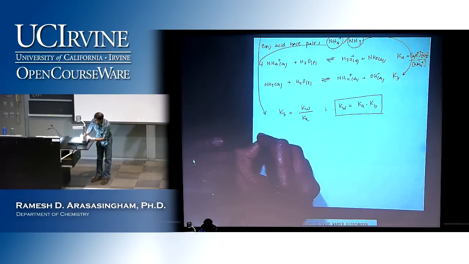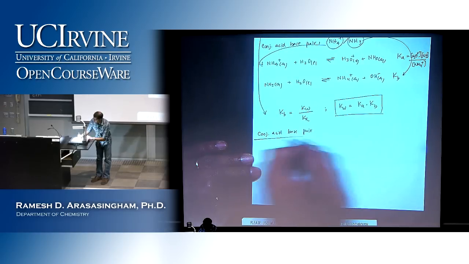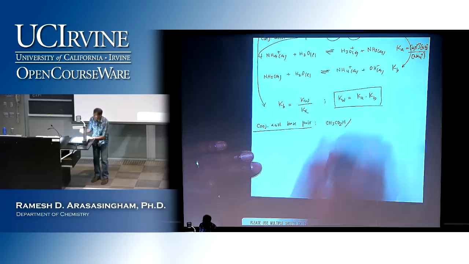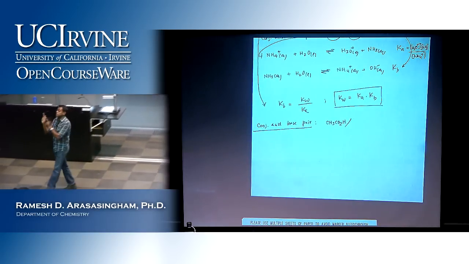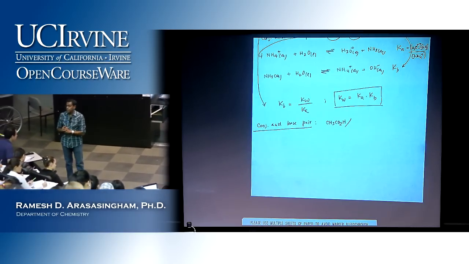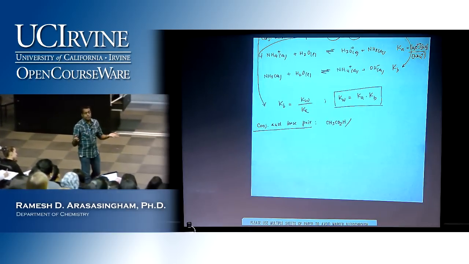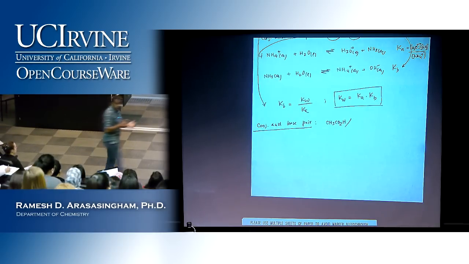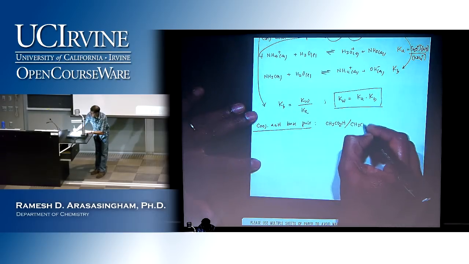If I take acetic acid, so let's take another conjugate acid-base pair, and let's say now the acid form is acetic acid. If this is the acid, can you tell me what the corresponding conjugate base would turn out to be? What is the conjugate base of acetic acid? Acetate. And what is the formula of acetate? CH3CO2 minus. It has lost a proton, so it would be this.